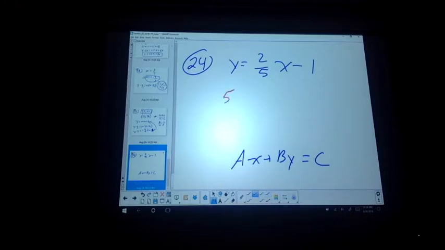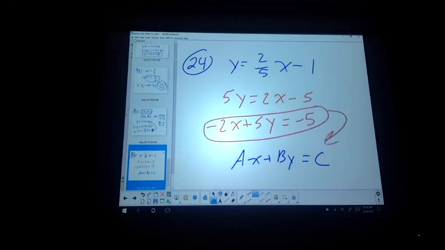Who can tell me what I just did here? You multiply by 5. Yeah, I have 3 terms. I multiply everything by 5. Now I'm going to move the 2x over, so I get negative 2x plus 5y equals negative 5. Yep.